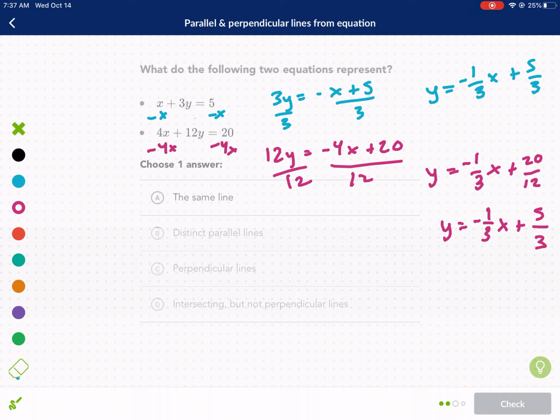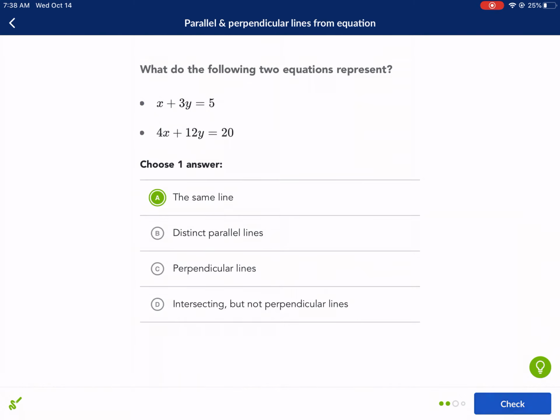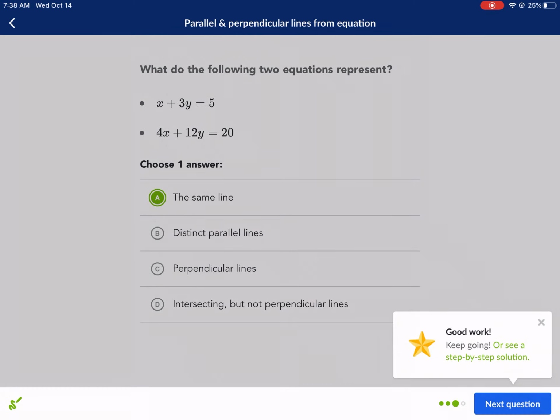What do you know? Okay, so this time, again, the y-intercept was important. Why? Because they're the same y-intercept. Okay, that's a clue. And it's the same slope. So what does that mean? That means it's the same line. There we go. Next question.